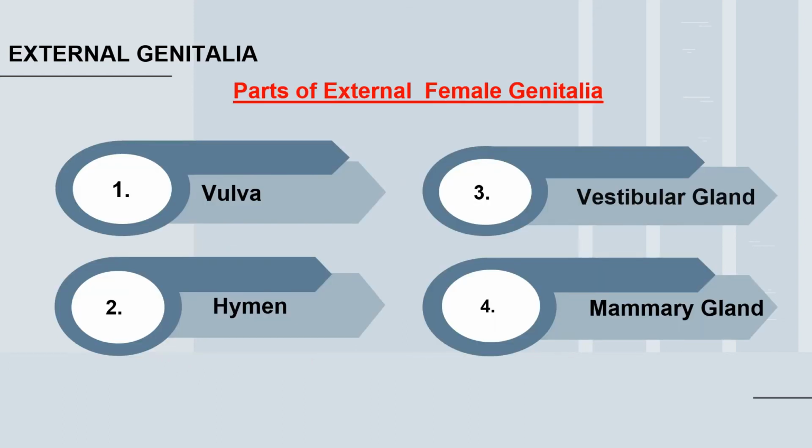So then the next topic with respect to the female reproductive system is the external female genitalia. So external female genitalia, as I had said before, comprise the external female reproductive organs. Organs are structures which could be seen externally on the outer surface of the human female body. So external female genitalia comprise mainly the vulva, hymen, vestibular gland and mammary glands.